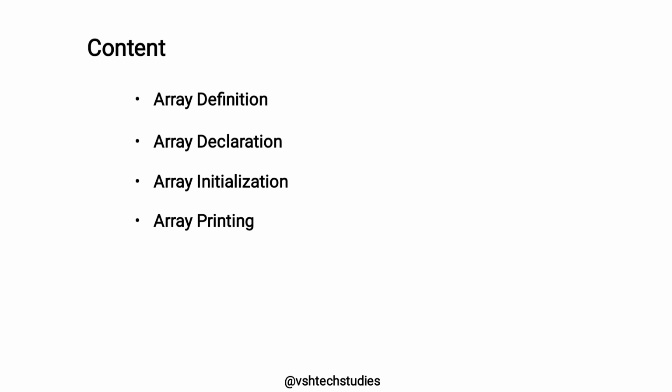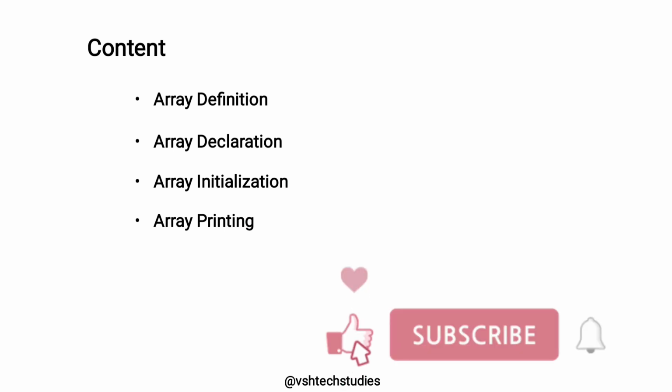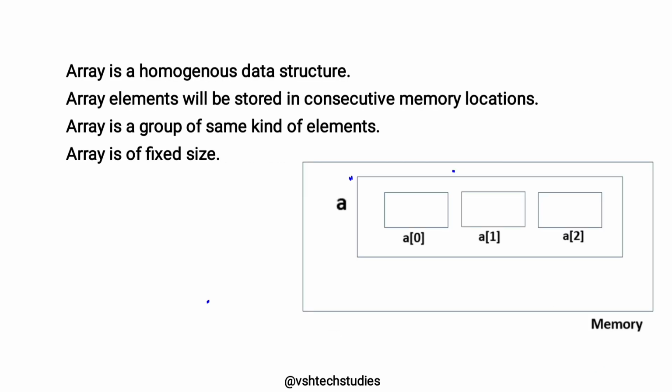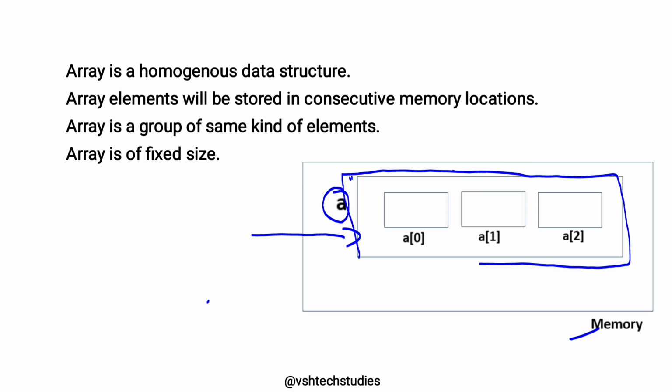Why use many variables when one array can do the job? Let's dive into arrays in C, the real game changer after loops. If you visualize an array in memory, here we have array A. It is a group of 3 consecutive memory locations because its size is 3.